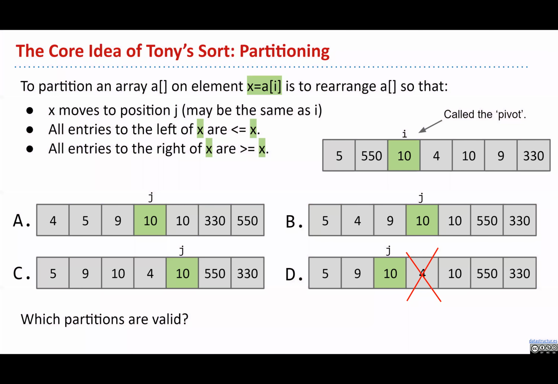It turns out that A, B, and C are all valid partitions and D is not. A is fine. All the items to the left are less than or equal to 10, and all these are greater than or equal to 10, the pivot, the green 10. Over here, all these are less than or equal to. And yes, 10 is over here and 4 is here, but that's totally fine. That's allowed by the rules. This one's not good because there is an item to the right of the pivot that is bigger, and this one's fine. Any questions about the definition of partitioning?